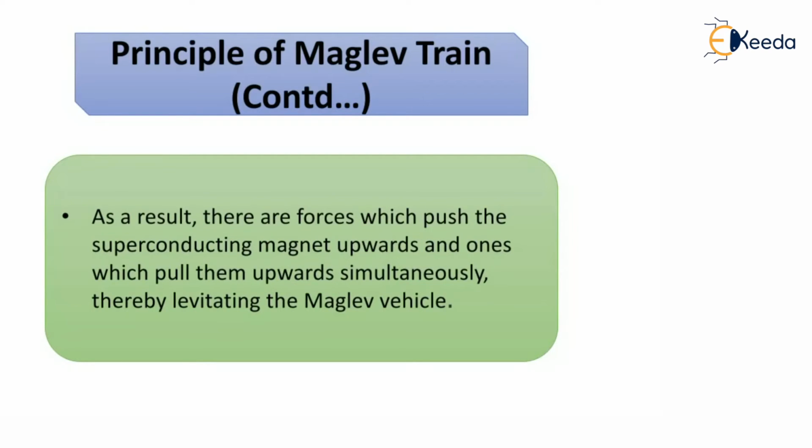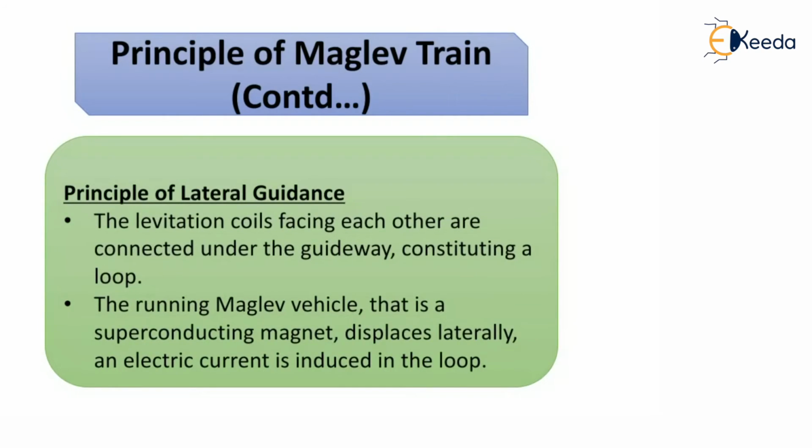As a result, there are forces which push the superconducting magnets upwards and ones which pull them upwards simultaneously, thereby levitating the maglev vehicle. Now, the other principle is lateral guidance.